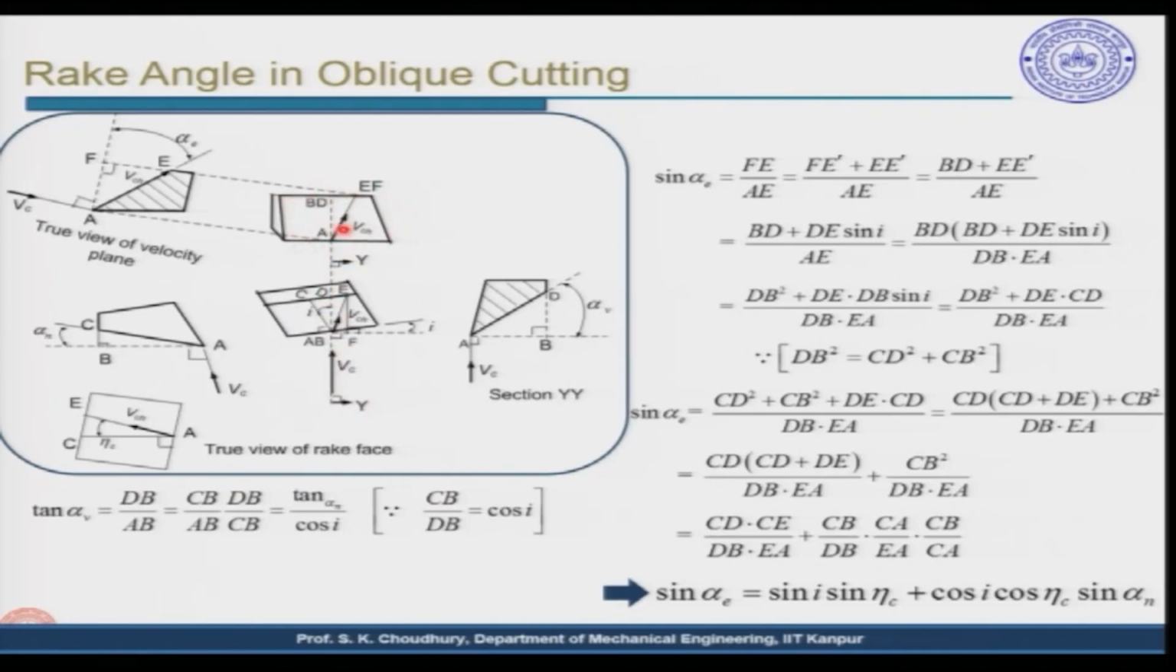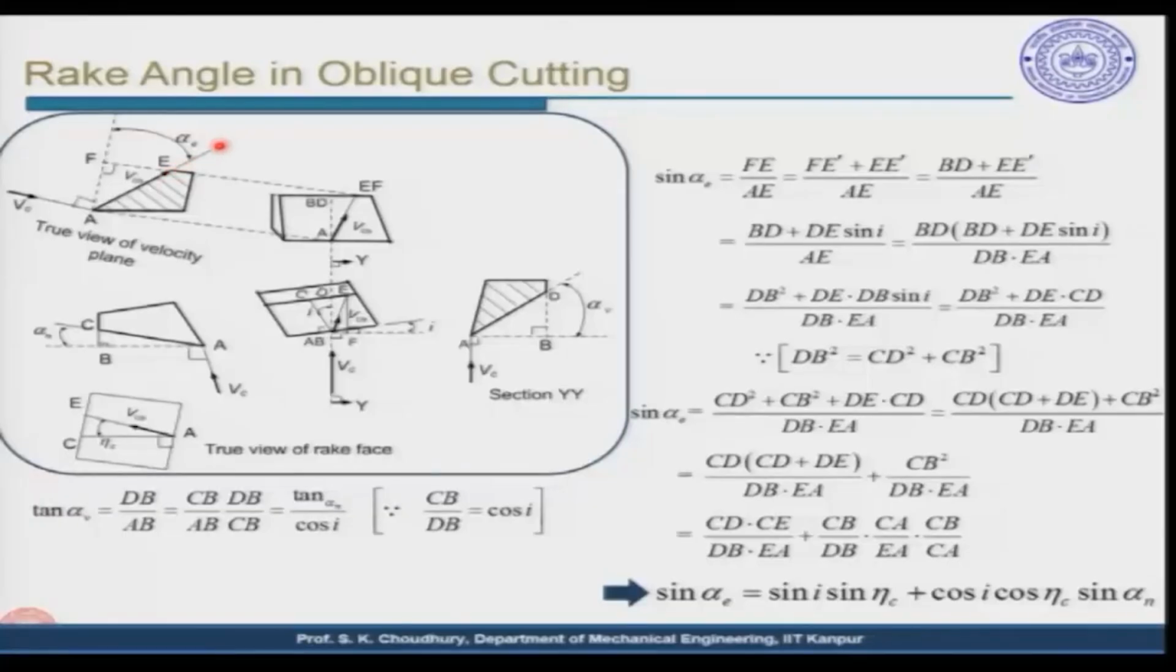Now, if you see from the geometry, the sine of alpha e, where alpha e, the effective rake angle, is what we have to find out. The effective rake angle will be measured in a plane where both the chip velocity and the cutting velocity vector are present. If you see this plane, here we have the cutting velocity vector and the chip velocity vector. In no other plane will you find both the vectors. So, this is the effective rake angle.